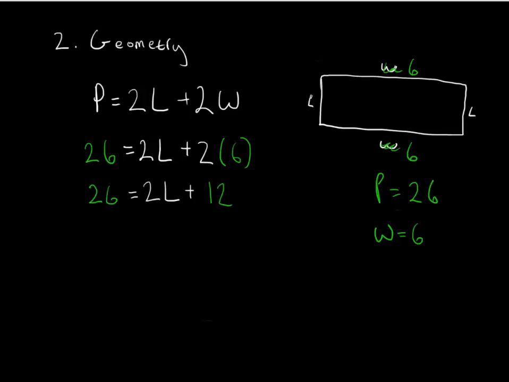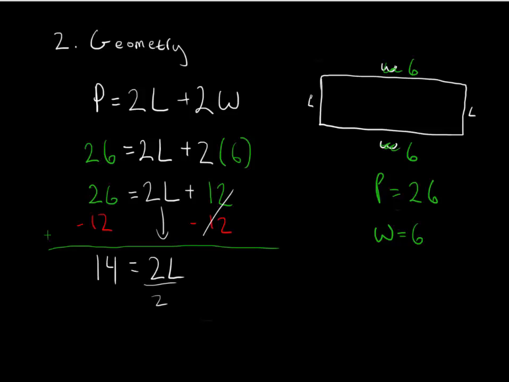2 times 6 is 12. Add negative 12 to both sides. Equal sign comes straight down. Positive 26 and negative 12 is positive 14. The 2L comes straight down. The positive 12 and the negative 12 cancel out. Divide both sides by 2. L is equal to 7.